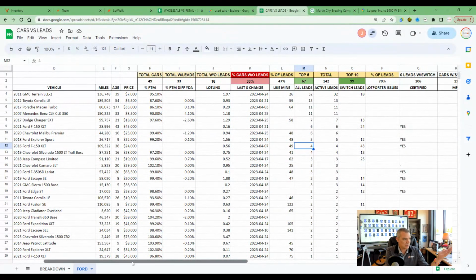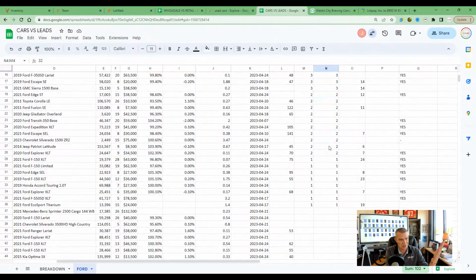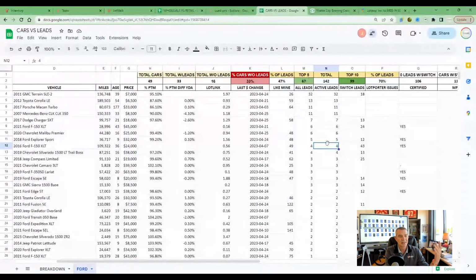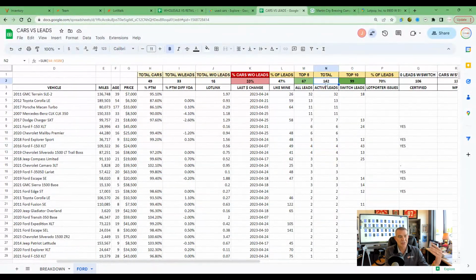What we did was we took their inventory out of the lot walk tool, and I sorted it by the amount of active leads. You can see here 32, 13, 11, 11, 7, and so forth. These cars are getting a lot of leads. So I sorted it by leads, and then I counted how many total leads that inventory has.